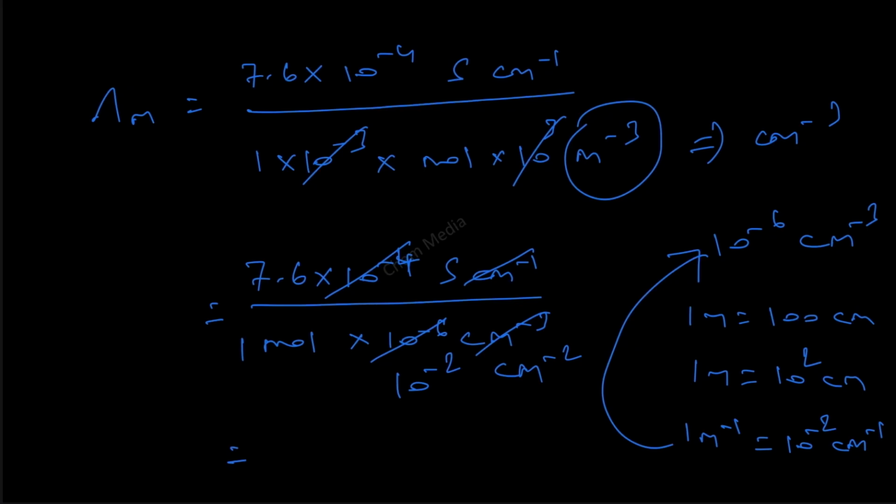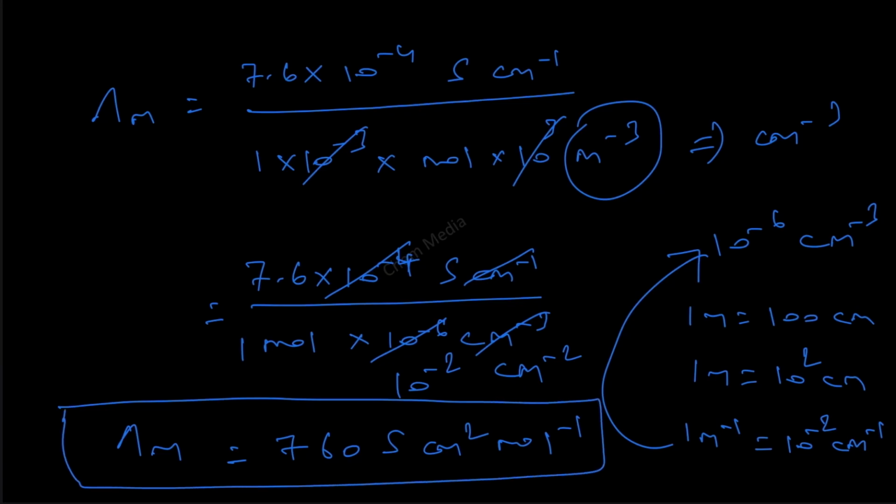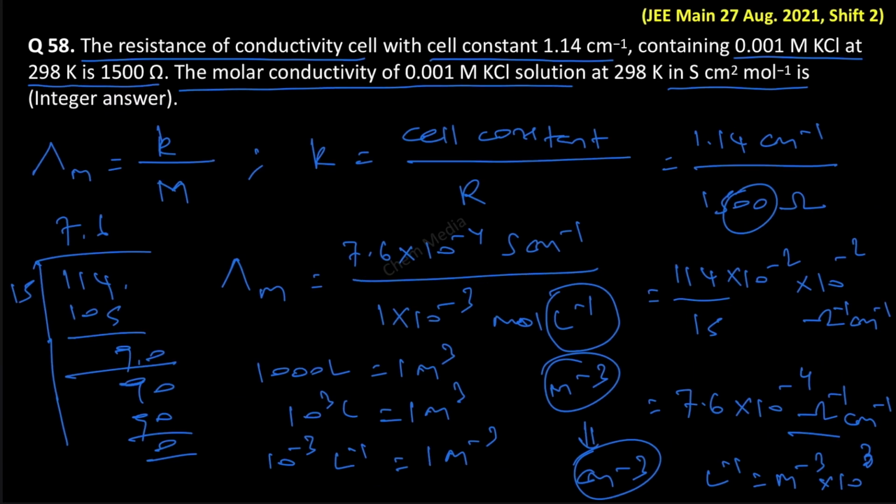So therefore, let's bring everything up. So in that case, what we would have is 760 Siemens centimeter square per mole. So that's the value of molar conductivity. Therefore, the correct answer here is 760.